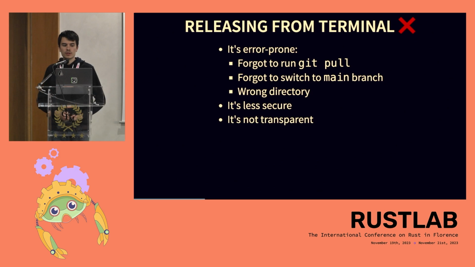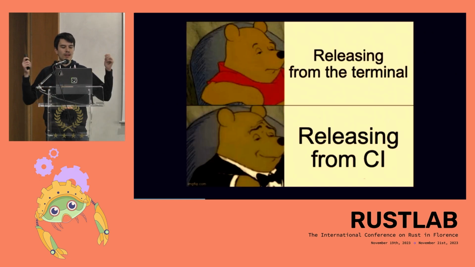And also, when you release from the terminal, I think that the release process is not transparent. It would be great if users could see the logs of your cargo publish and audit what's happening when you release a new version of your crate. So, yeah, I started wondering, is there a better way to release software, especially from CI?